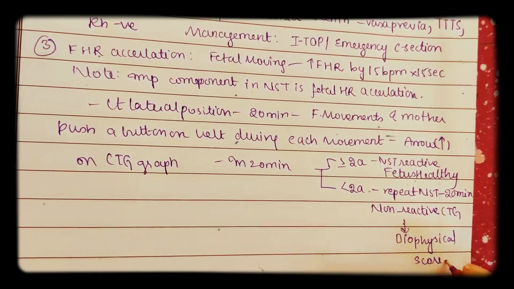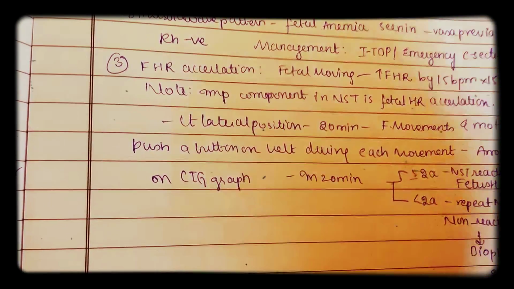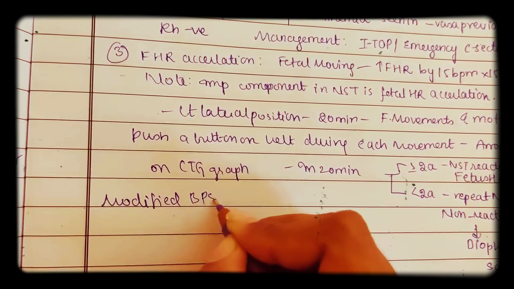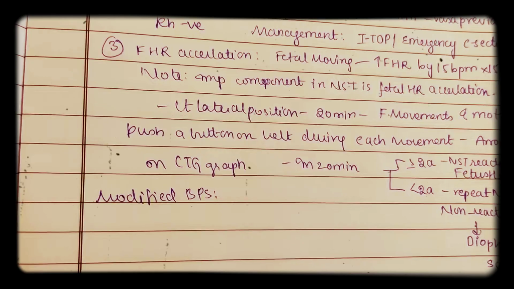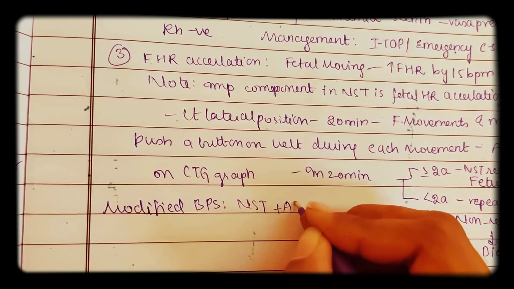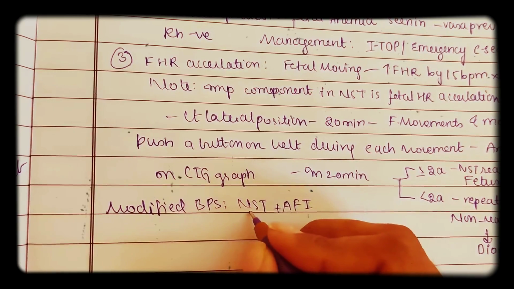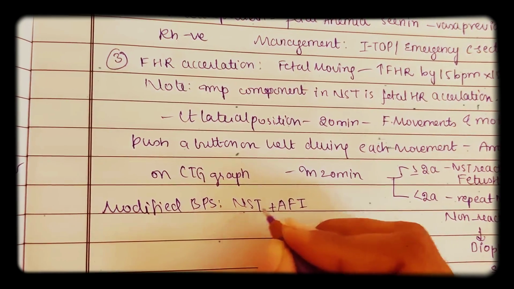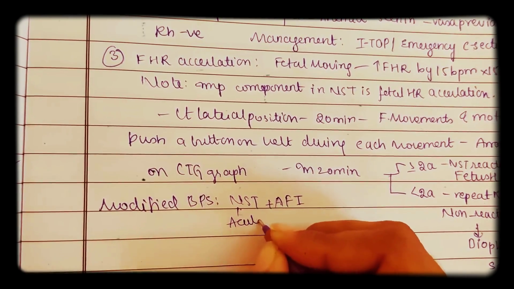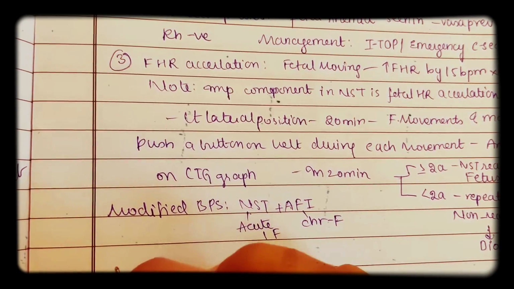Even now we will not immediately terminate the pregnancy, we will do a biophysical score. So what is this biophysical score actually? Let us see. There is a term called modified biophysical score. Here in the modified biophysical score, we will do a non-stress test, and along with it you will add the amniotic fluid index. Okay, so NST represents the acute distress in the fetus, and AFI represents the chronic distress of the fetus. So this is the acute distress of the fetus. This is the chronic distress of the fetus. That is the thing we need to observe.